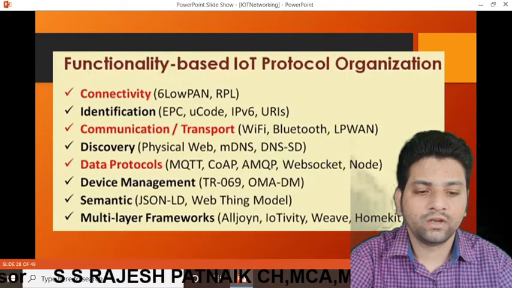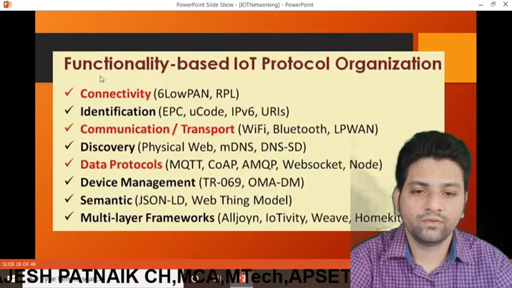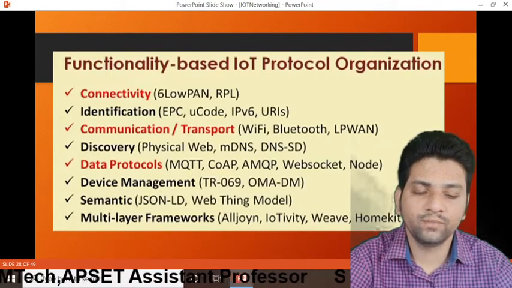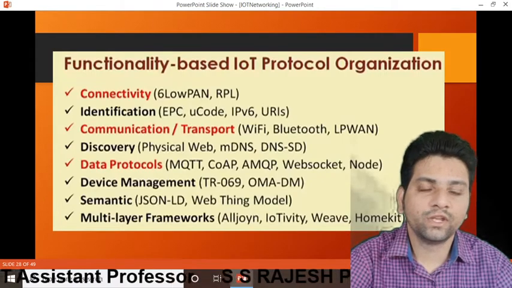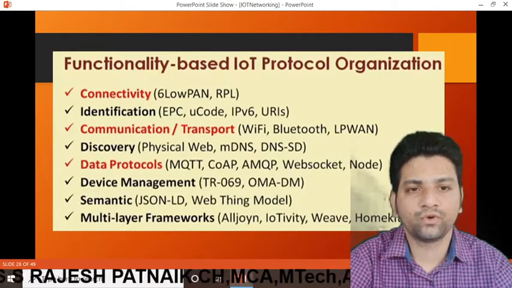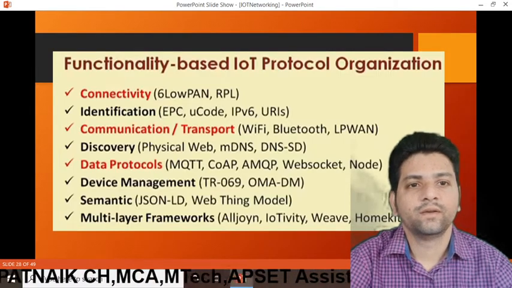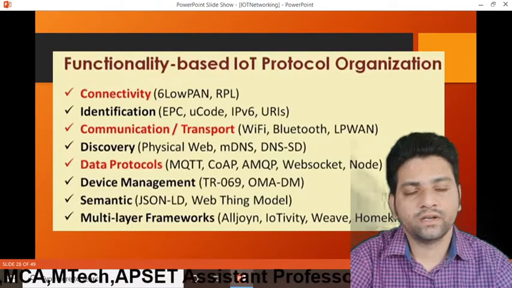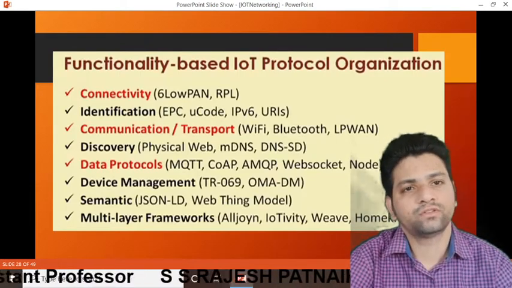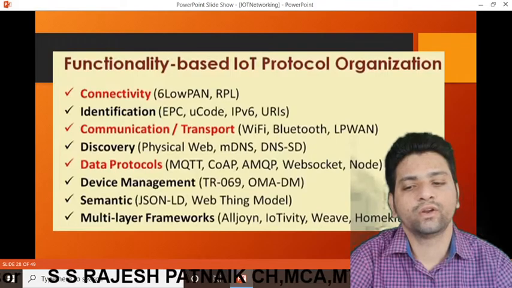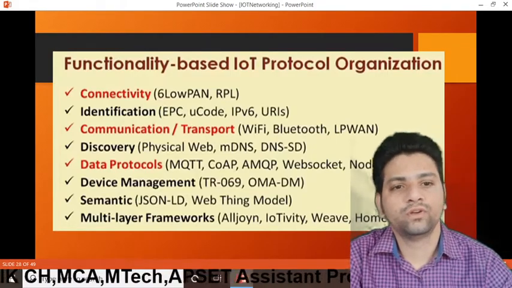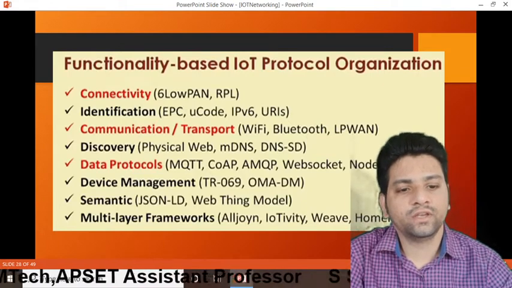Students, today we are going to understand different types of protocols, functionality based IoT protocols and their organizations. There are different types of protocols for different IoT devices. There are so many types of protocols, and under that we are going to discuss different types of protocols here.